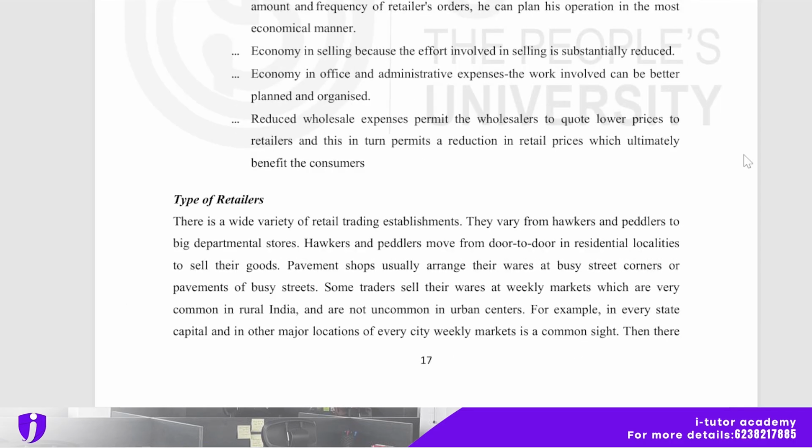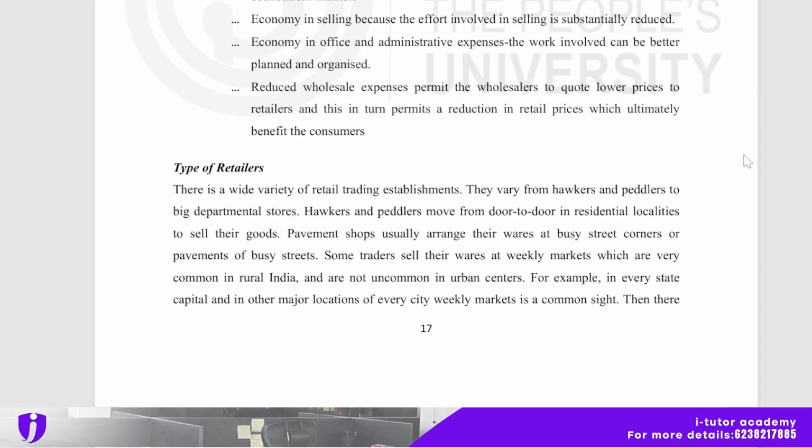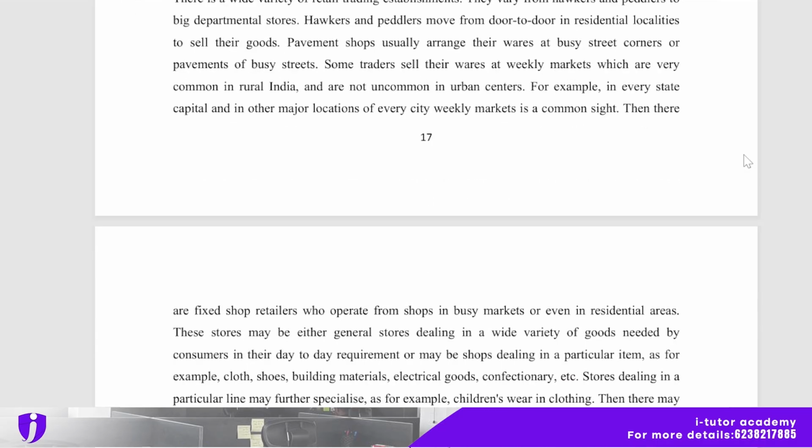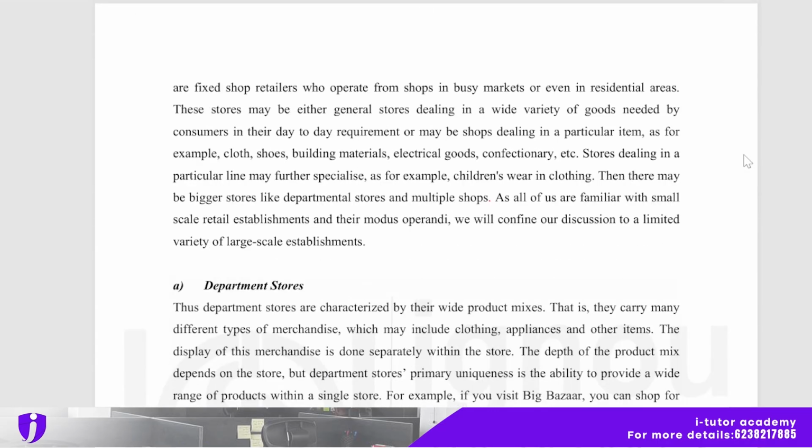Types of retailers: there is a wide variety of retail trading establishments. They vary from hawkers and peddlers to big departmental stores. Hawkers and peddlers move from door to door in residential localities to sell their goods, and pavement shops usually arrange their wares at busy street corners or pavements of busy streets, and like that. And department stores are there.